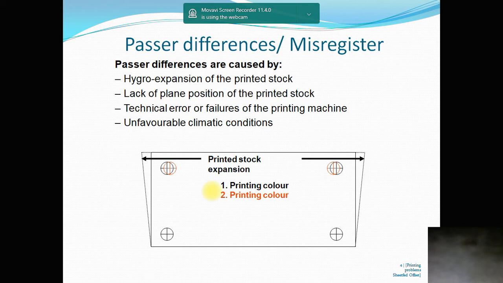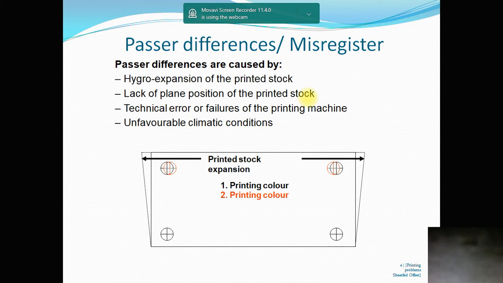The second reason is lack of plain positioning of the printed sheets stock. Sometimes, if it is a 2-color printing press, to get a color print or multicolor print, we need to print 4 times: cyan, magenta, yellow and black. So in a 2-color machine, I printed cyan and magenta at a time, and I put that stock aside for 24 hours or 36 hours or 12 hours, whatever it may be, and again the same stock may be printed with the next 2 subsequent colors, yellow and black.